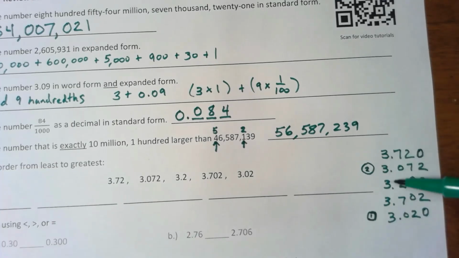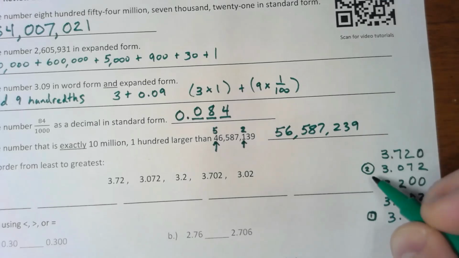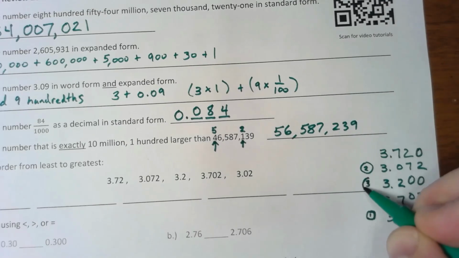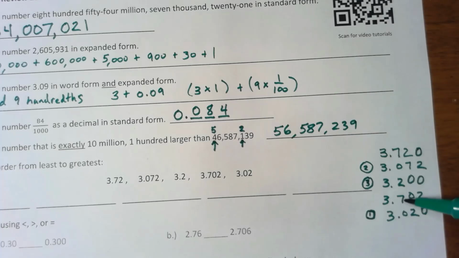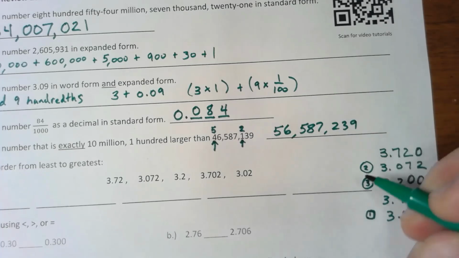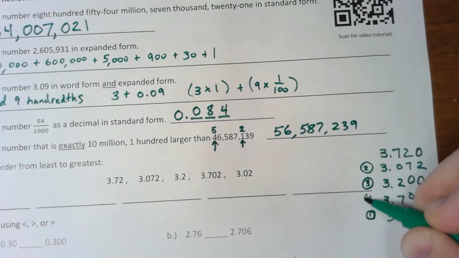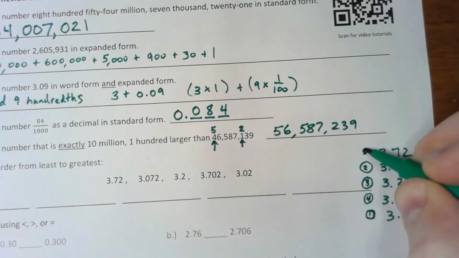So now I'm ready to just compare these last three. Of course, they all had a 3 in the ones place. In the tenths place, this one has a 2, and those are both 7. So this is your next smallest. I'm going to call that number 3. And these two, I'm going to have to go to the hundredths place. A 0 is smaller than a 2, so this will be number 4, and this will be number 5.